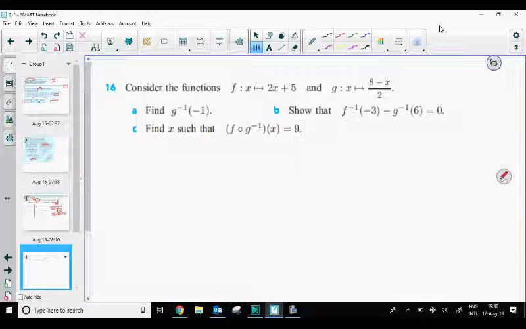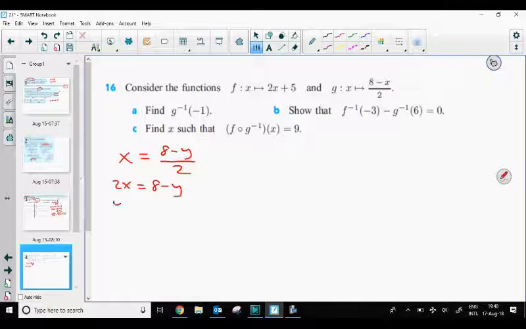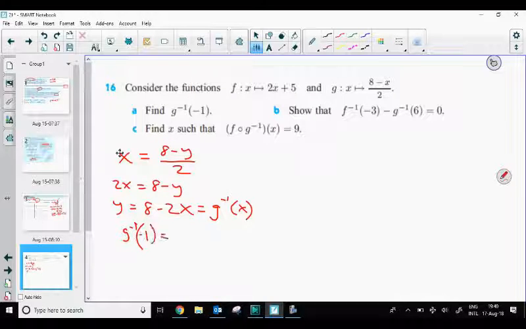For g inverse, we're going to have x is equal to (8 minus y) over 2. So that means 2x is 8 minus y, which means y is equal to 8 minus 2x. Inputting -1 into that, we get 8 plus 2, which is 10. Okay, so g inverse of -1 should be 10.